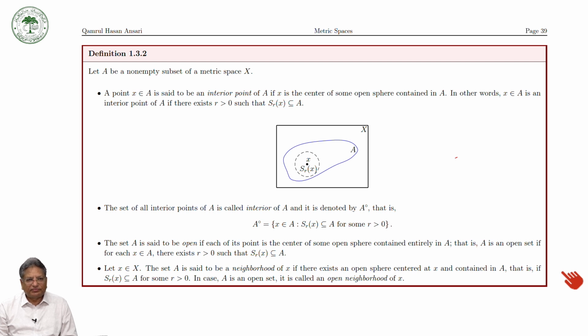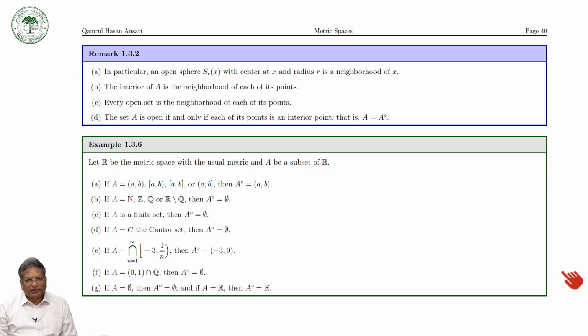In the fifth, the last lecture, we have seen the definition of an interior point, interior of a set, open set, neighborhood of a point, and now today we will discuss some examples of interior point, open set, neighborhood of a set, and so on and so forth. So first, let us observe and give some remarks.